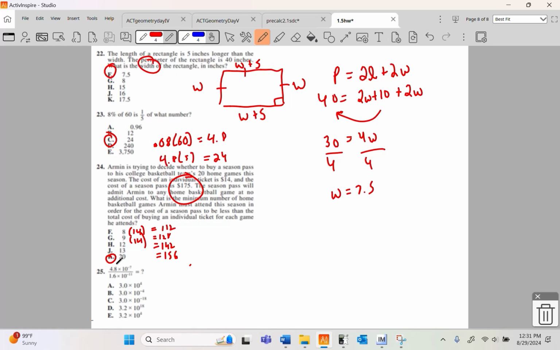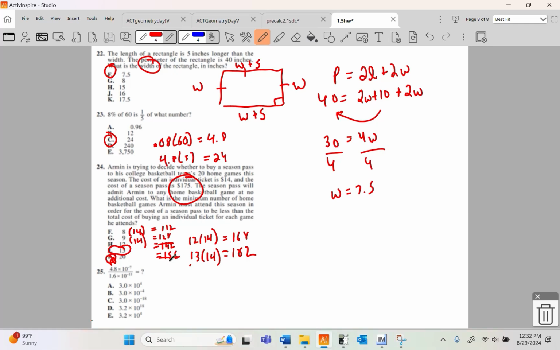What is the minimum number? Am I doing something? Oh, I'm an idiot. Forgive me. What's 12 times 14? It's 120 plus 48. It's 168. And 13 times 14, we'd add another 14, is 182. So yeah, 13. If he goes to 13 games, he's cheaper off buying the season pass. Ooh, I'm tired. All right, the next one.